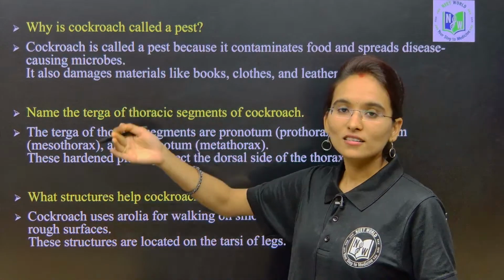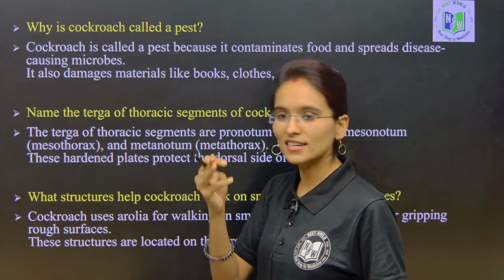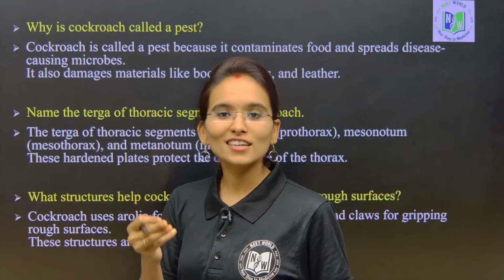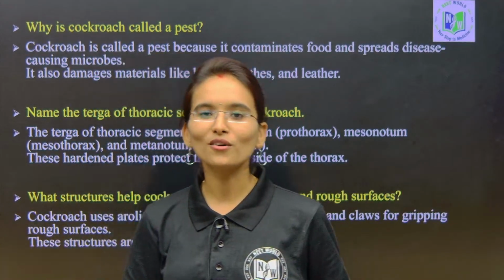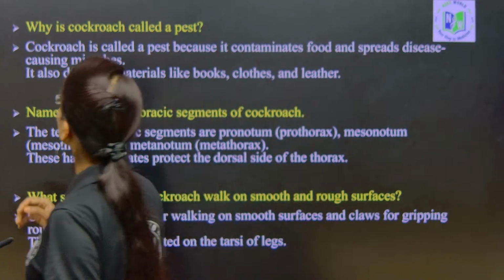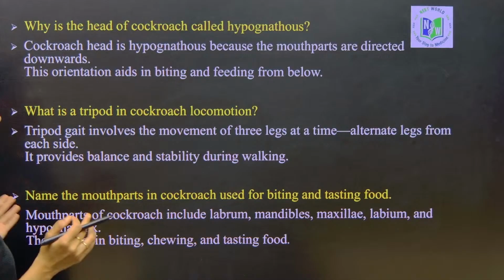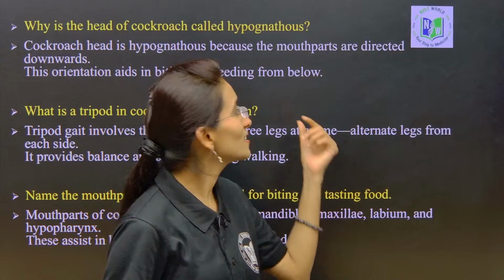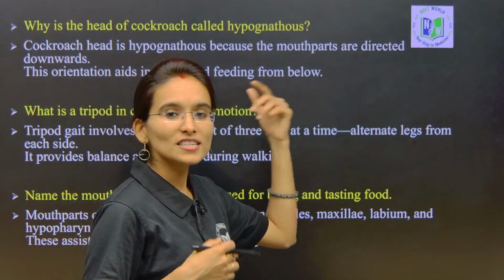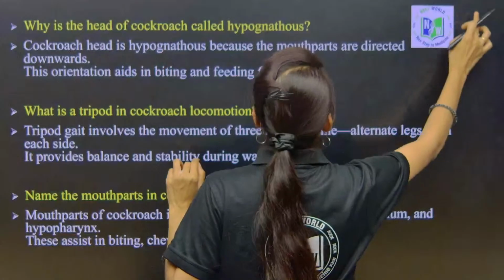Name the thoracic segments. Just the names of the thorax. Usually three segments. Just remember the three thoracic segments. It will be more than enough, and you can easily score 2 out of 2 marks. And next one, look into this. The most important and most repeated previous year question, very short answer type. It is repeated many number of times.